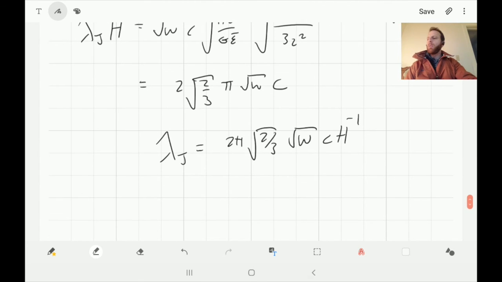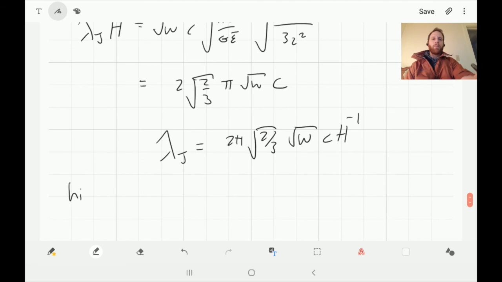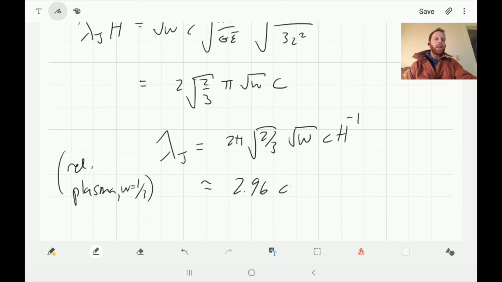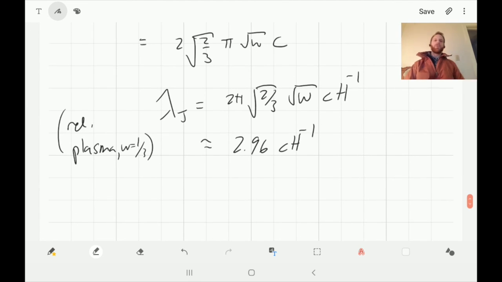And if you work out these numbers for a highly relativistic plasma, which is what we've got in the universe until basically after decoupling, at least photons and baryons make a highly relativistic plasma, in which w is basically equal to 1/3, then this is approximately 2.96, I have computed, times c H inverse. In other words, the Jeans length, the length below which you don't get structure formation, is about 3 times the Hubble length, which is basically like the size of the universe.